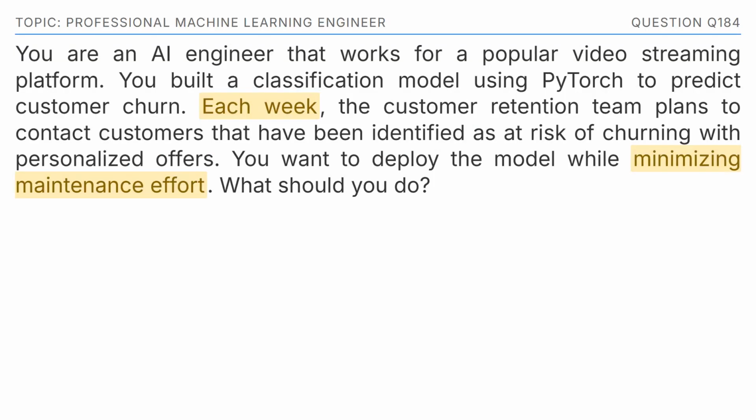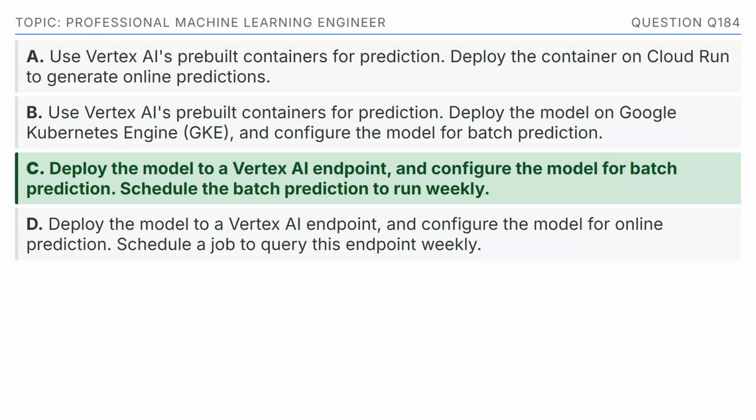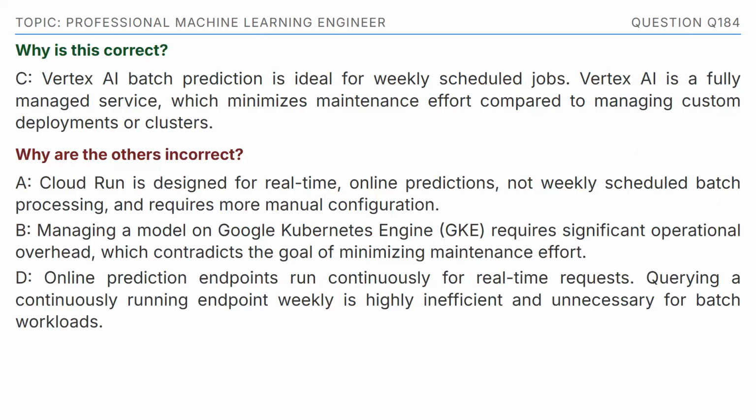To arrive at the correct answer, we focus on the keywords: each week, minimizing maintenance effort. The correct answer is option C. Deploy the model to a Vertex AI endpoint and configure the model for batch prediction. Schedule the batch prediction to run weekly. Why is this correct? C. Vertex AI batch prediction is ideal for weekly scheduled jobs. Vertex AI is a fully managed service, which minimizes maintenance effort compared to managing custom deployments or clusters.